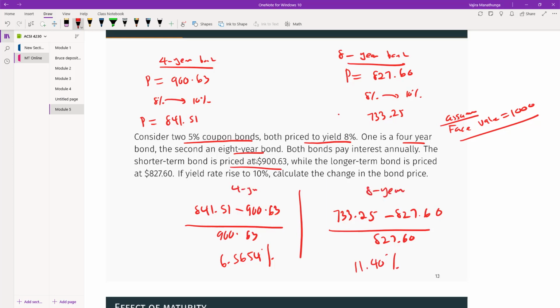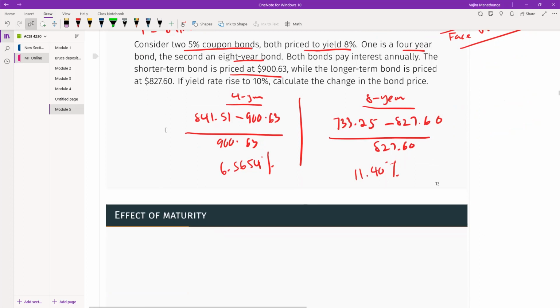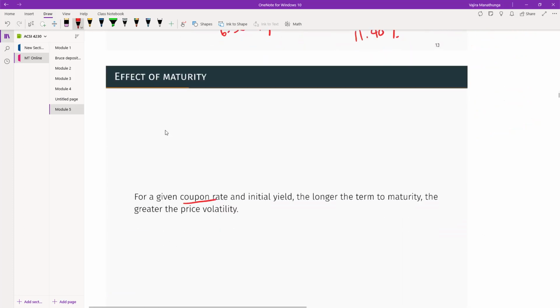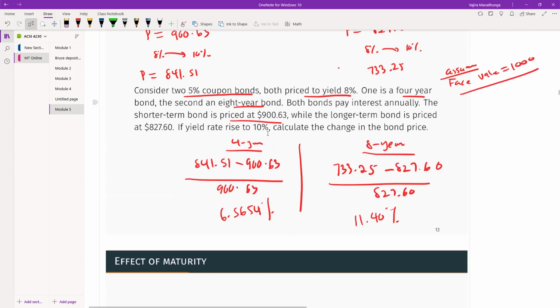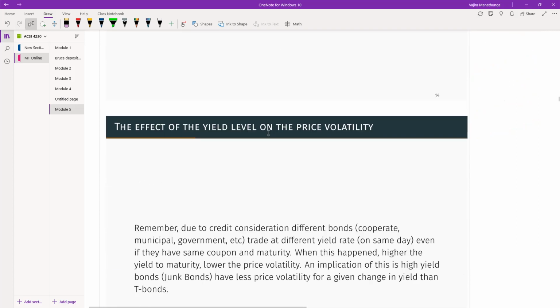This is 4 year. So you can see that the coupon rates are the same, and you can see the price change is higher the longer the bond is going to take to mature. So for given coupon rate and initial yield, the longer the term to maturity, the greater the price volatility. So when the bond takes more time to mature, the yield rate change is going to affect it more. I mean, the effect on the price volatility would be more.